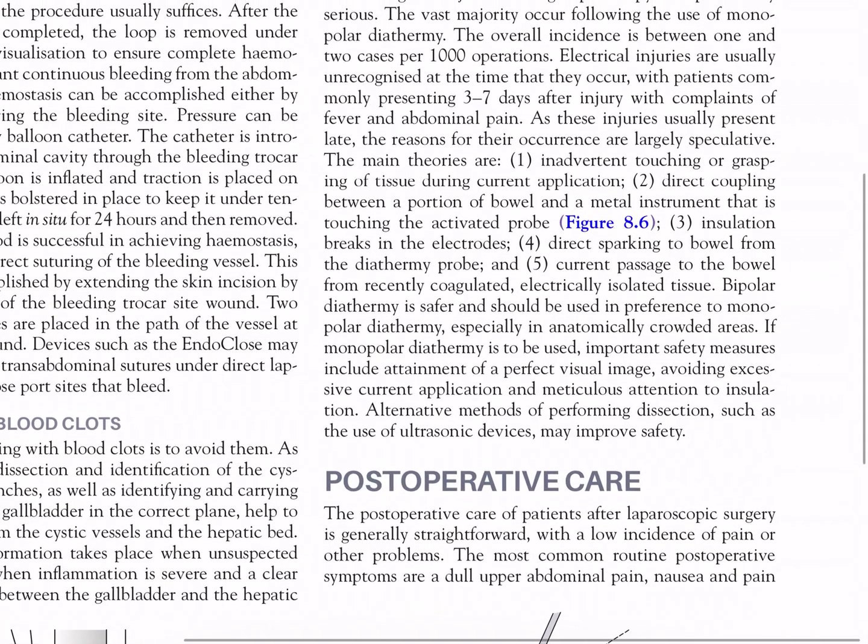Third, insulation breaks in the electrodes, direct sparking to bowel from the diathermy probe. Fifth, current passage to the bowel from recently coagulated electrically isolated tissue. Bipolar diathermy is safer and should be used in preference to monopolar diathermy, especially in anatomically crowded areas. If monopolar diathermy is to be used, important safety measures include attainment of a perfect visual image, avoiding excessive current application, and meticulous attention to insulation. Alternative methods of performing dissection, such as the use of ultrasonic devices, may improve safety.